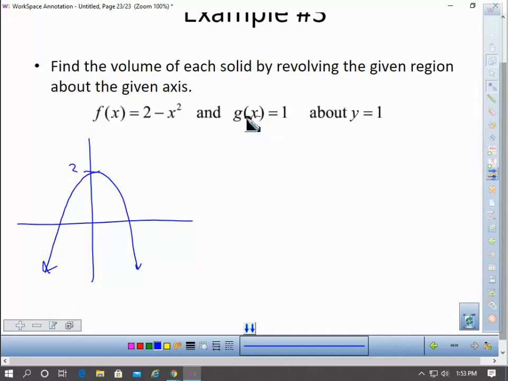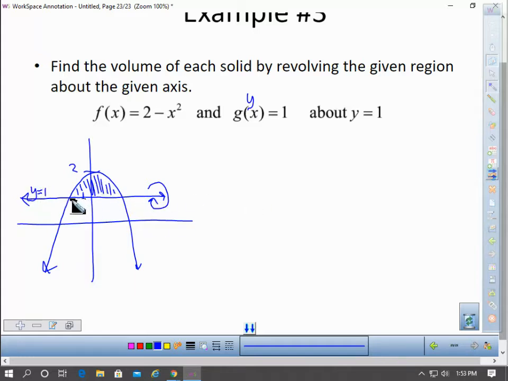All right, then I've got g of x equals 1, which is just y equals 1. So that means there's a horizontal line right here at y equals 1. And then I'm rotating around y equals 1. So I'm taking this little crescent moon region here, and I'm actually rotating around this line y equals 1. So I'm taking a parabola that's intersected by a line and taking that little crescent moon region that we get between the two of them. And then I'm going to rotate it around that same line, y equals 1.